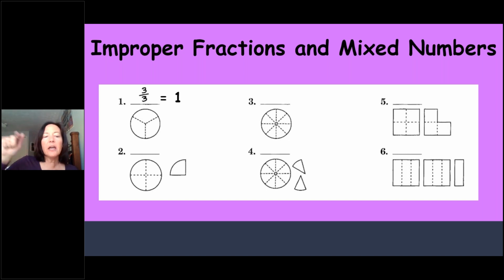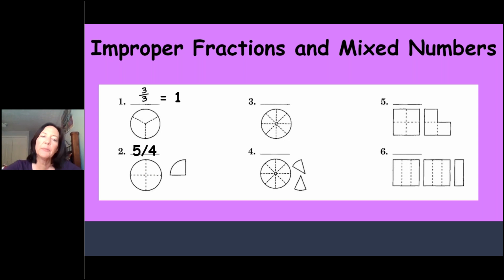How many of those fourths do you have in that picture? 4. No, actually, we've got 5. 1, 2, 3. We have 5 of them. So the improper fraction is 5/4. Anytime the top number is bigger than the bottom number, you know you have more than one whole. You've got a whole plus a little bit more. So that's going to be the mixed number we're about to write.